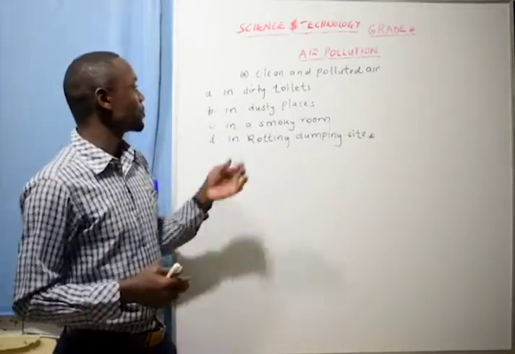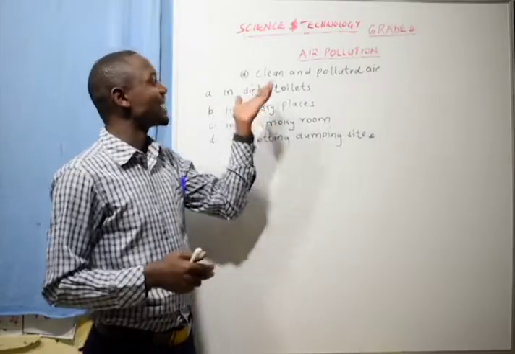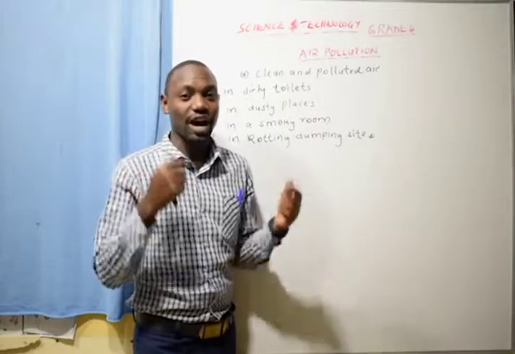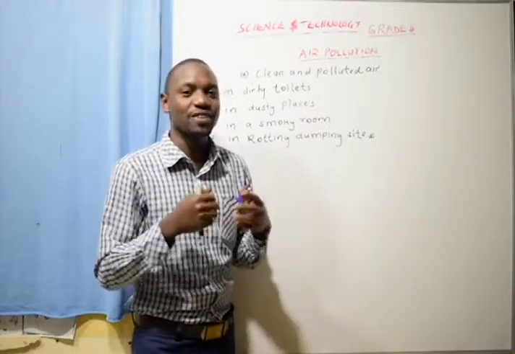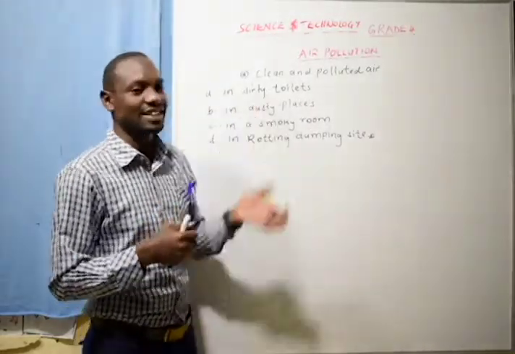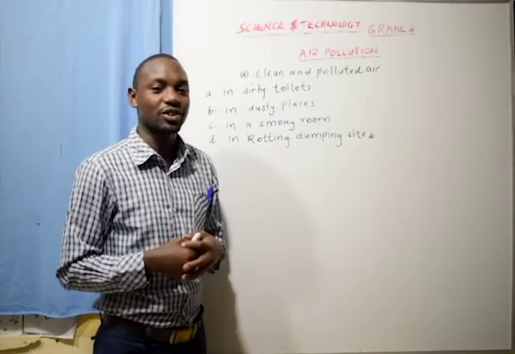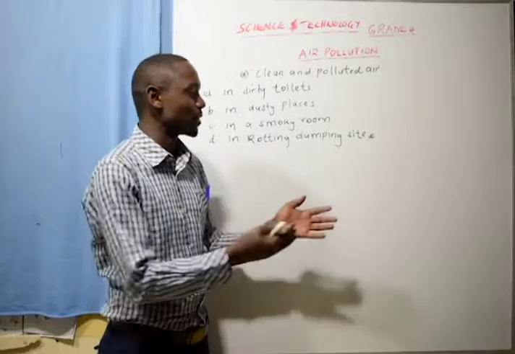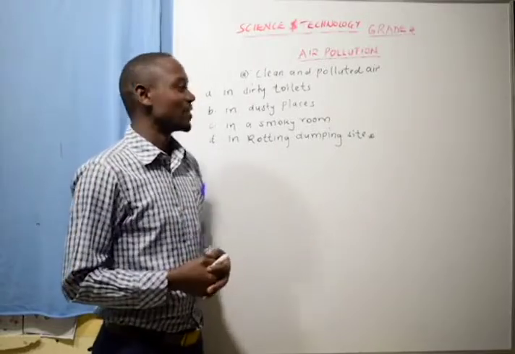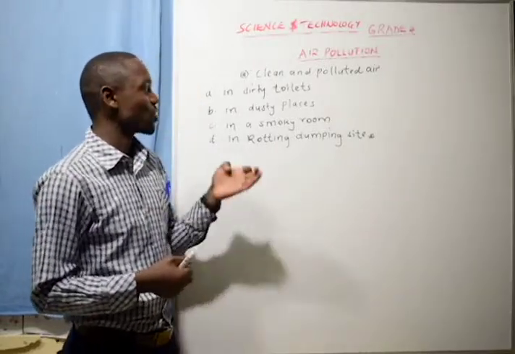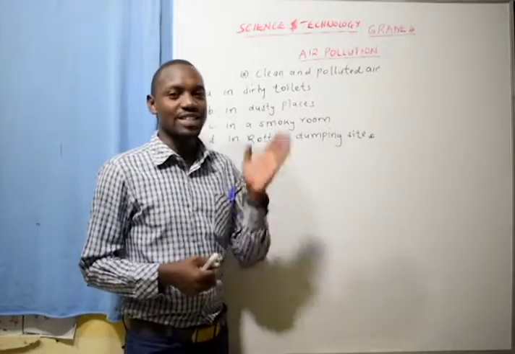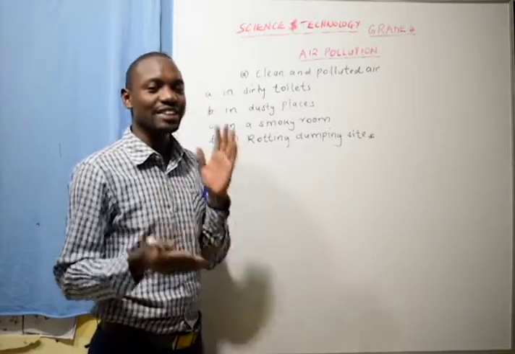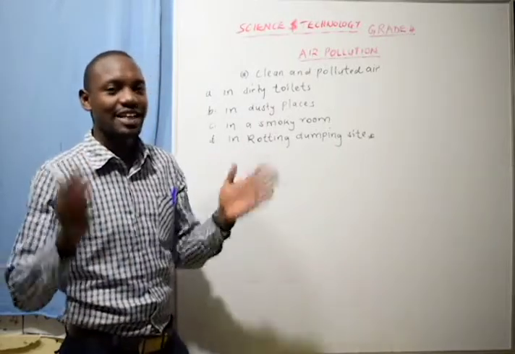Now, you've been to places, compare for example a dirty toilet. A dirty toilet is a toilet that has a lot of house flies, or that is very dirty. It consists of water, maybe urine, maybe feces deposited on the toilet's floors. Compare that toilet with a toilet that is very clean, very washed. You realize that the air in those two places is different.